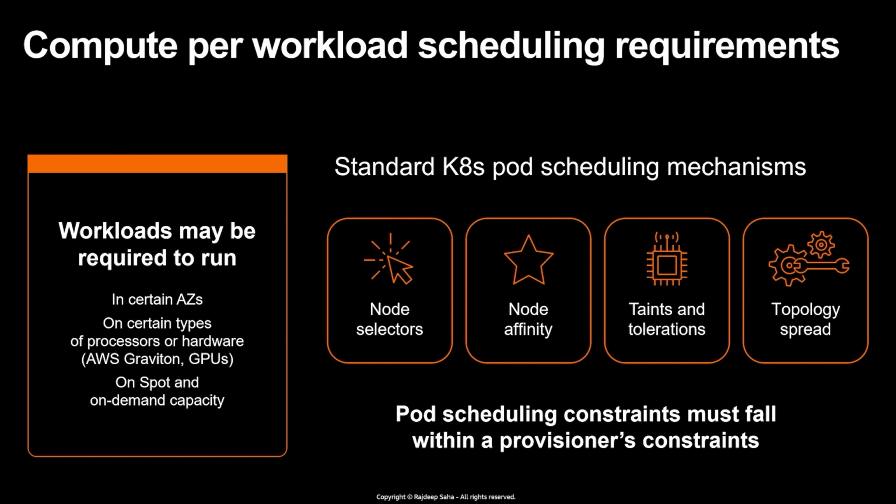All right, so as you could see, Kubernetes supports various scheduling mechanisms such as node selector, node affinity, taints, toleration, topology spread, and Karpenter respects all of it. Using Karpenter YAML and then pod scheduling constraints, you can granularly control where your workload runs.